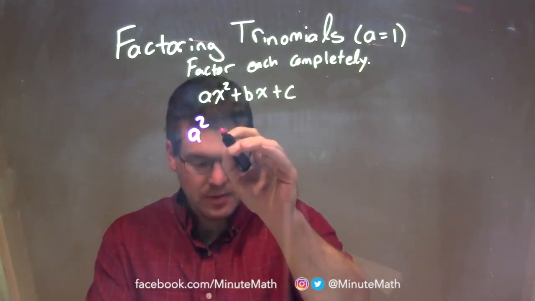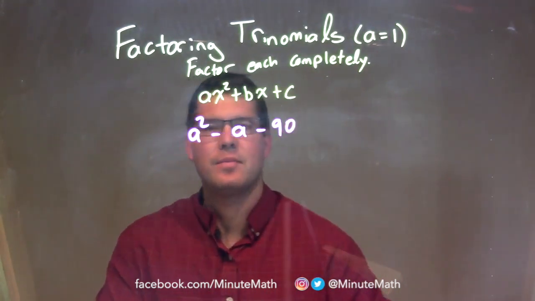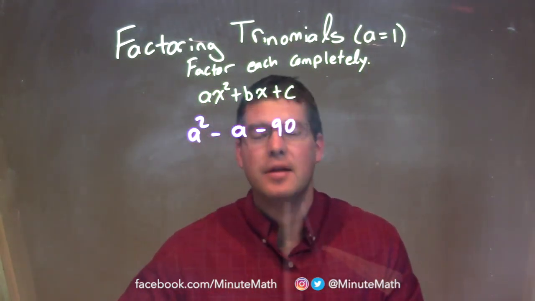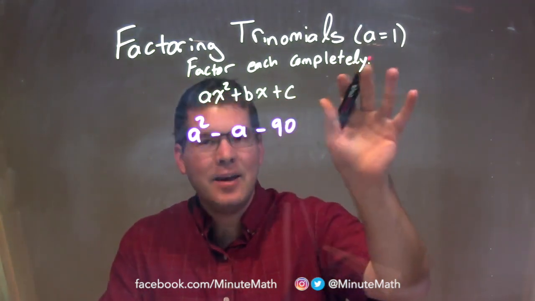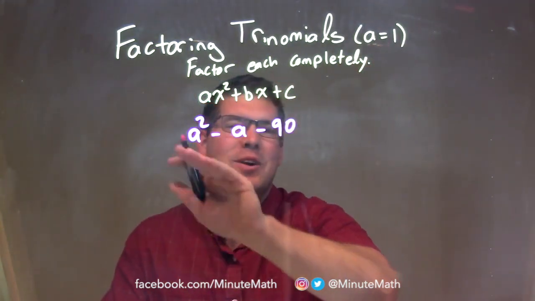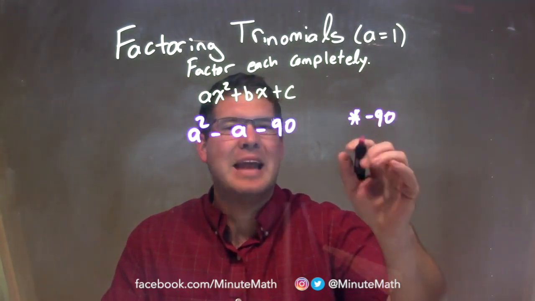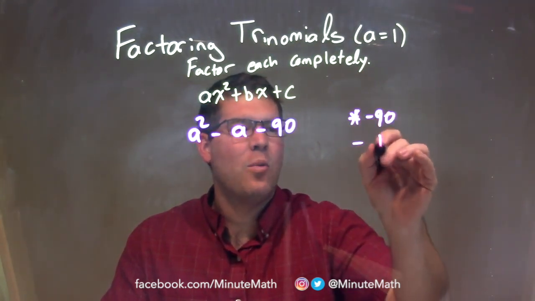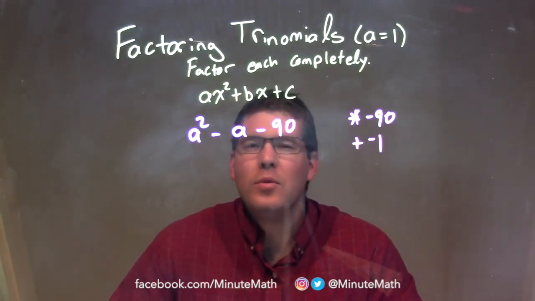A squared minus a minus 90. So if I was given a squared minus a minus 90, well, what I want to ask myself is, I have an a value, the coefficient in front of a squared, that is 1. What two numbers multiply to be negative 90, but add to be negative 1? Okay, add to be negative 1. There we go. Well, this one's a little tricky.